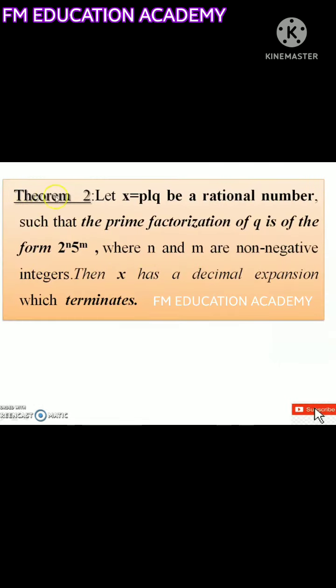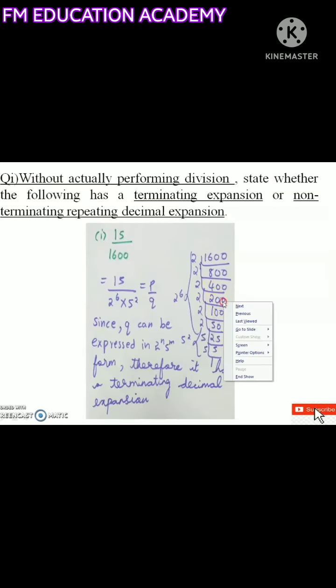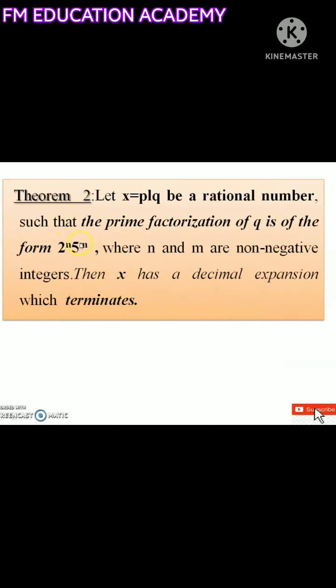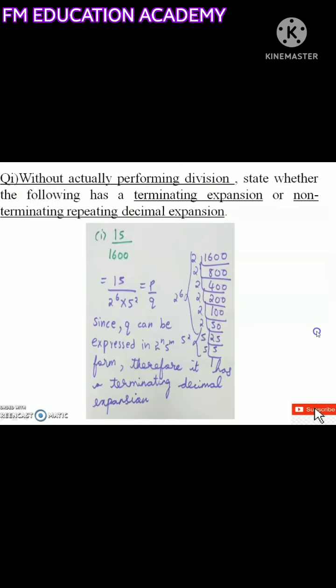Now we'll move to the next theorem. The next theorem states that if x is equal to p by q is a rational number such that the prime factorization of q is of the form 2 power n into 5 power m, that is, the denominator is 2 power n into 5 power m, then x has a decimal expansion which terminates. What was the first theorem? The first theorem was that if the decimal expansion is terminating, then we can write the denominator in the form of 2 power n into 5 power m. This theorem says that if the denominator q is of 2 power n into 5 power m form, then it will be terminating. So let us see a problem on it.